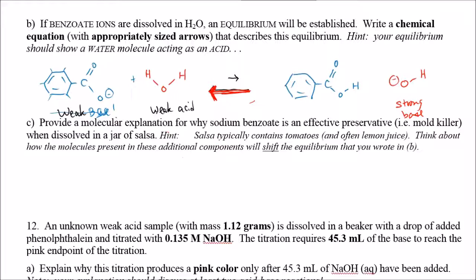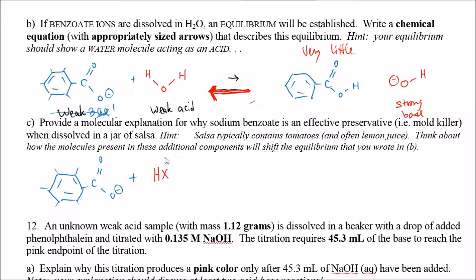So that's the equilibrium. Lies far, far to the left. Very little on the right side of the equation. Maybe less than 1%. So here now in 11C, we're talking about sodium benzoate as an effective preservative in a jar of salsa or in a bottle of soda. And that's because the equilibrium will shift based on the molecules in that type of food.